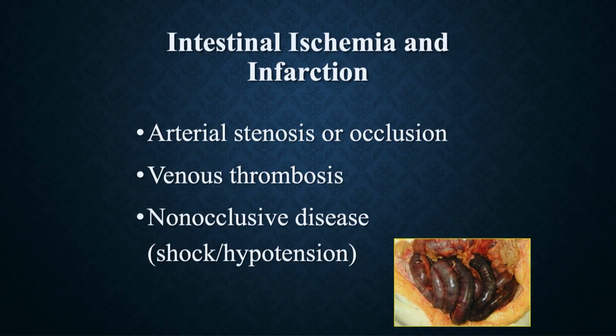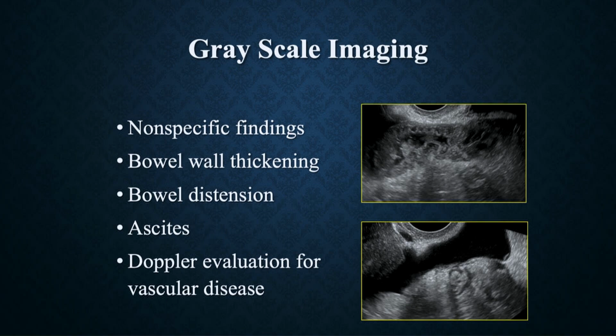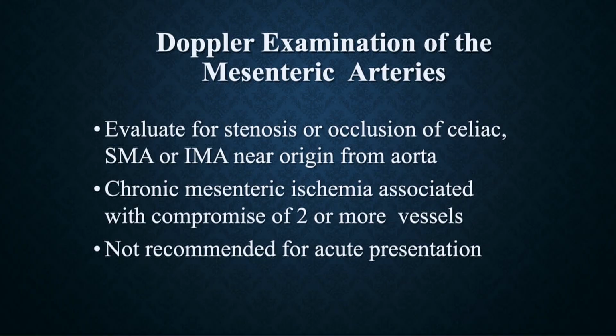Now, infarction and ischemia can be related to arterial obstruction, may also be related to venous thrombosis, or it can be due to non-occlusive disease, very slow flow, as in patients who are hypotensive or in shock. So again, chronic mesenteric ischemia is a syndrome of postprandial pain and weight loss, usually associated with atherosclerotic syndromes. And we can evaluate that in a number of different ways. With grayscale imaging, as Dr. Fishman was talking about yesterday, you may see some nonspecific findings: bowel wall thickening, ascites, some distension, and we're going to look at the vessels to see if they're patent.